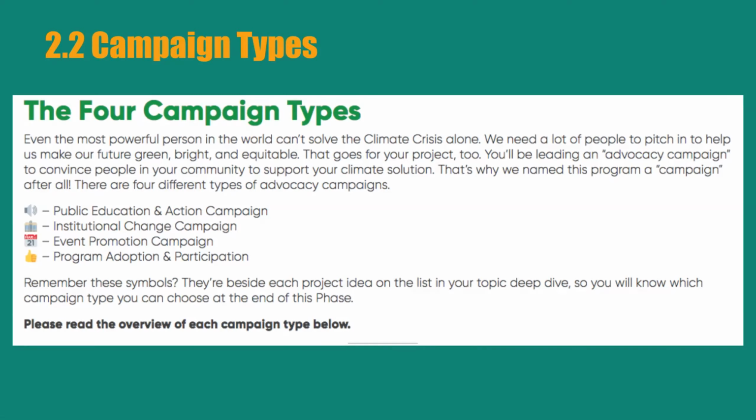The second campaign type, I should say, are institutional change campaigns. Some of our most impactful teams in the past have conducted institutional change campaigns, and the goal of this is to get institutions to change their policies to become more sustainable. By institutions, we mean organizations like schools, governments, and businesses. Students will target two different audience groups typically, one or the other, or both, and these are the decision makers and stakeholders. We'll get into this a little bit later.